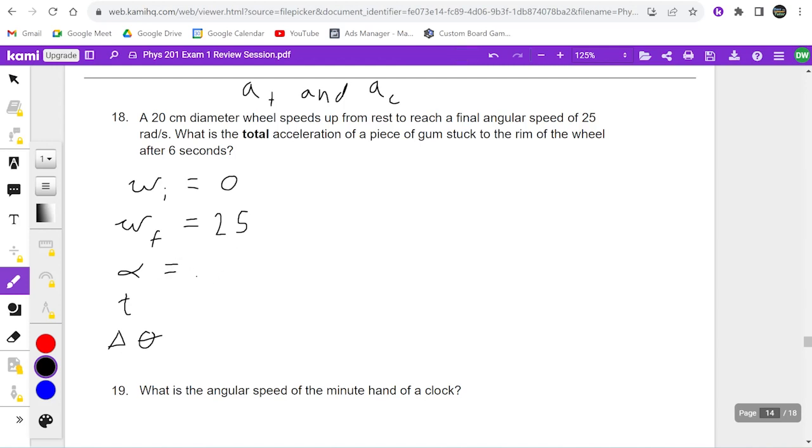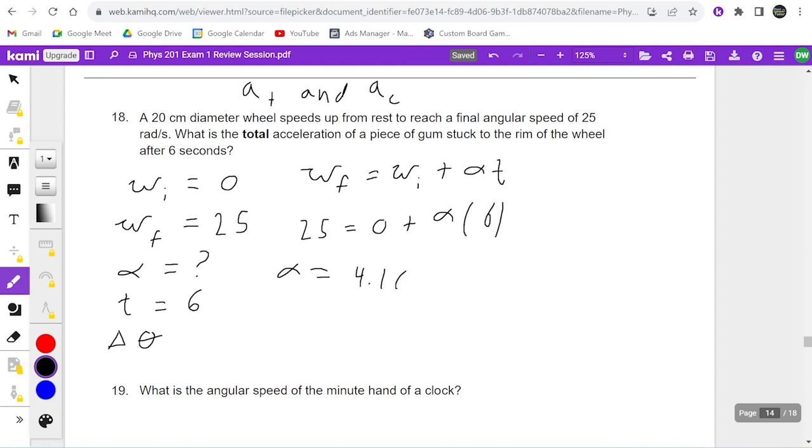We're solving for alpha, the acceleration. Time is 6 seconds, it says so in the problem. And delta theta we don't know, nor do we care, because we already have 3 of the 5 variables. It means I'm going to just plug into this equation: omega final equals omega initial plus alpha t. So 25 equals 0 plus alpha times 6. And if we solve for alpha, we get alpha equals 4.167, and that's radians per second squared as the units.